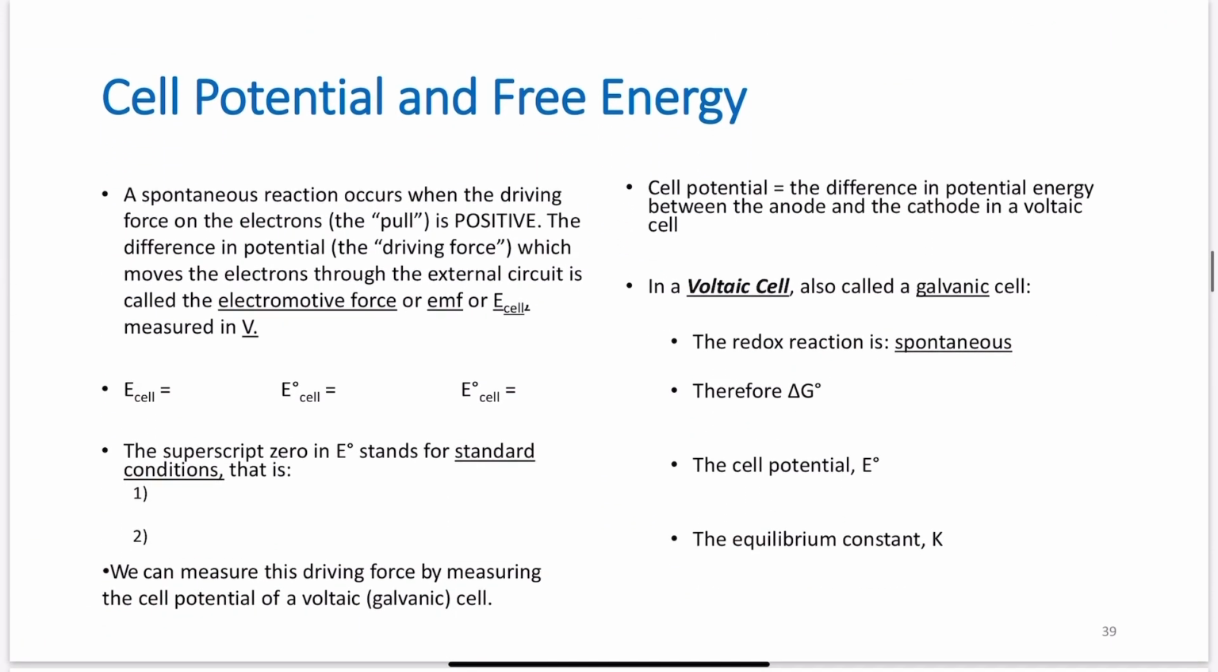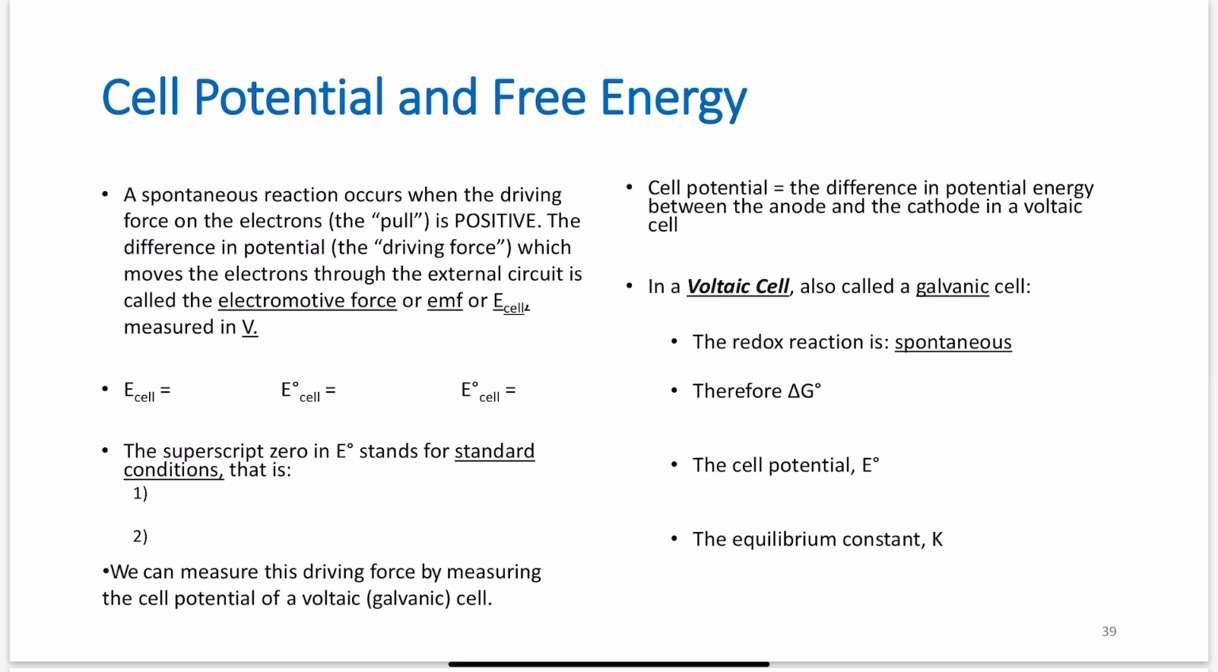So first, your cell potential and free energy. Remember, we are still talking about spontaneous reactions here, okay? We're still talking about galvanic, also known as voltaic cells. So a spontaneous reaction occurs when the driving force on the electrons, or the pull on the electrons, is positive. The driving force is what we call your electromotive force, or EMF. The difference in the potential, the driving force which moves the electrons through that external circuit, is called your electromotive force, or EMF, or E-cell, which is measured in volts.